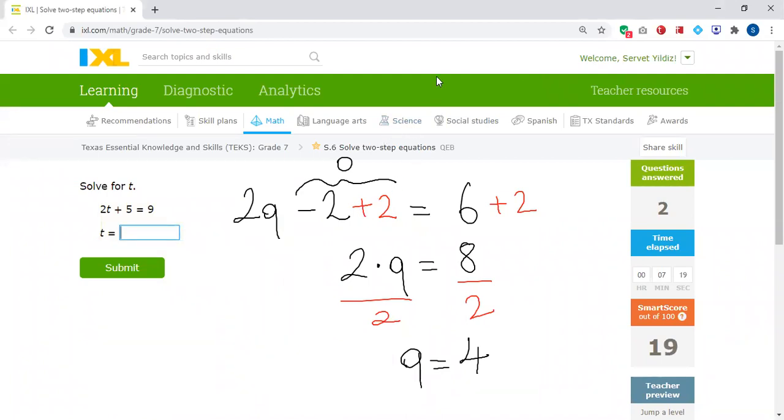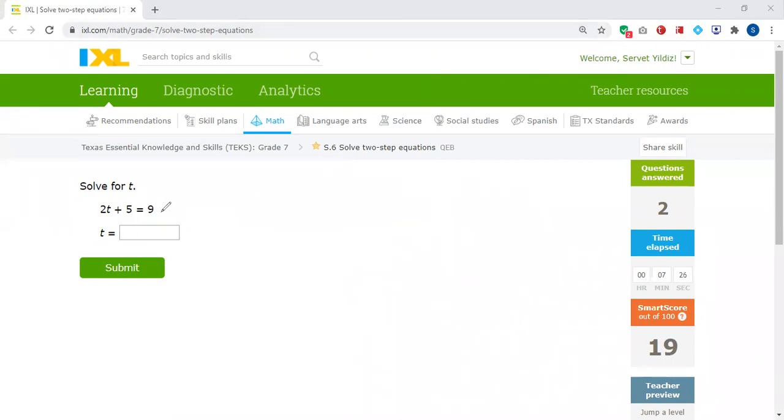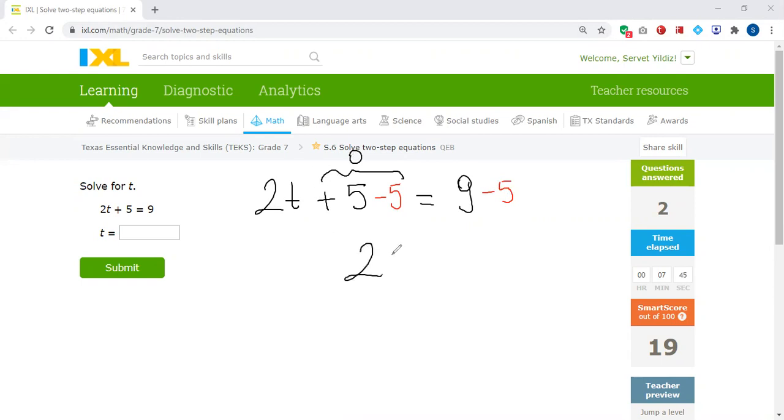And let's look at the next one. Let me clear this. All right, 2t plus 5 is equal to 9. And first of all, I have to subtract 5 from both sides. Subtract 5 from both sides. Plus 5 minus 5 will be 0. So 2t, 2 times t, is equal to 9 minus 5. 9 minus 5 is equal to 4.